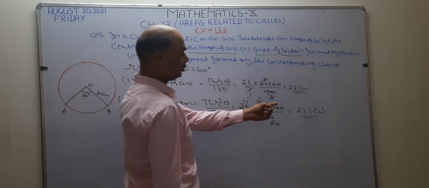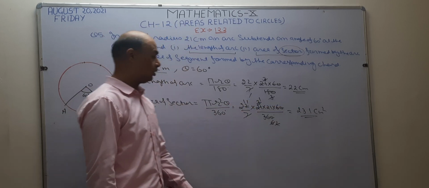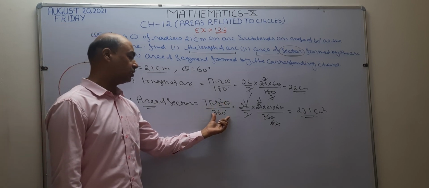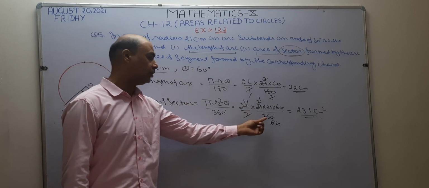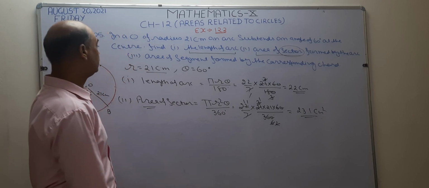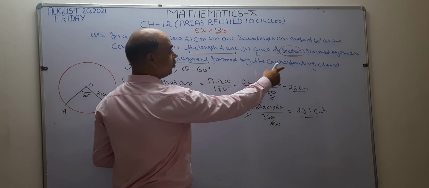Area is in square centimeter or square meter or square unit. So this is centimeter square. Clear? The simple formula you are going to use is pi r square theta upon 360 degree. After that, substitute the value of radius and theta and calculate. This is your answer. Now see what is in the third part, area of segment formed by the corresponding chord.